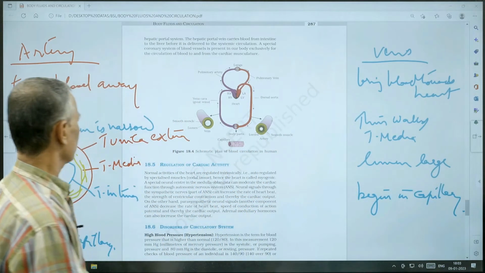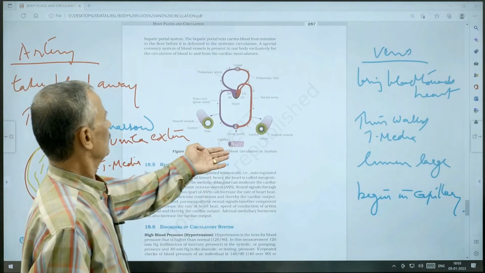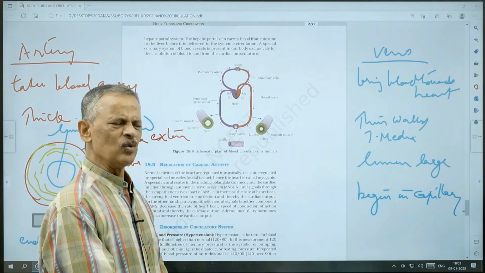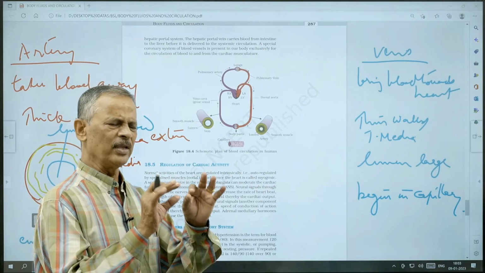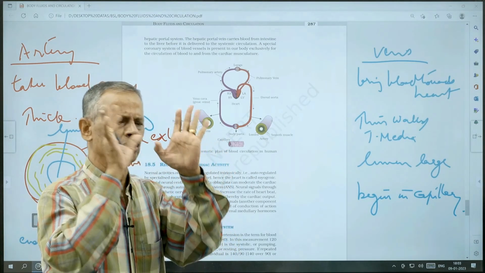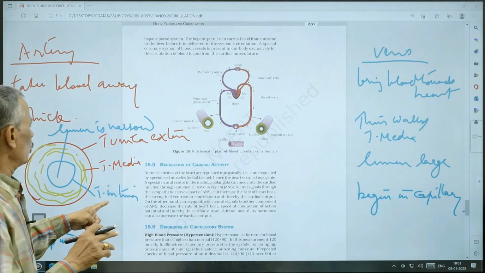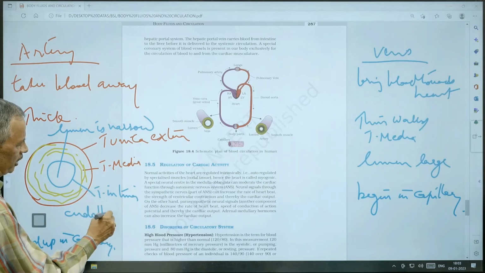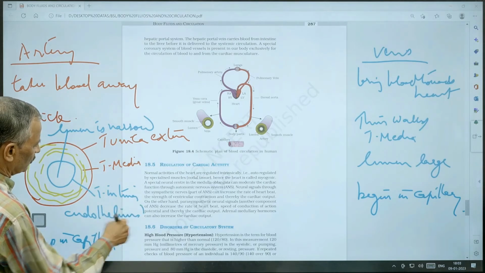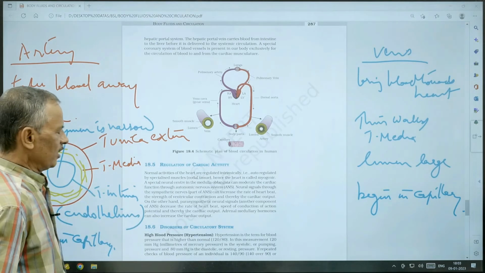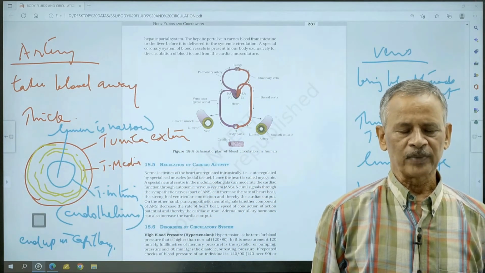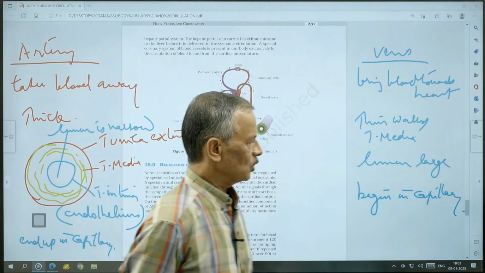Whereas the capillaries are thin walled. They have only endothelium, that is tunica intima, which forms the endothelium made up of squamous epithelium. It is through the capillaries that materials are exchanged between blood and the tissues.